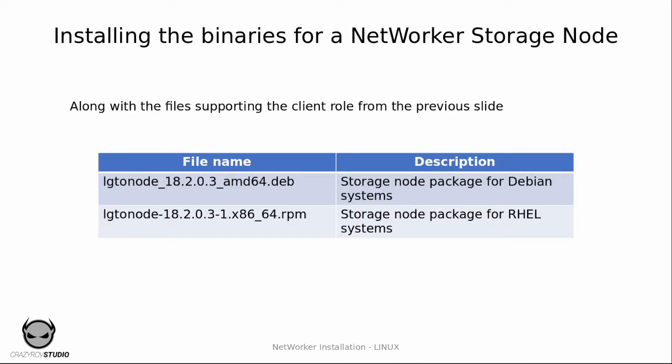Next up is the storage node supported binary. So again, for a system to be used as a storage node, you would have to install the packages that are the client role packages. In addition to that, you also need to install the LGTO node package. Depending on what type of Linux system you have, you can either go for the Debian or the RPM package. So this again is for the media server.